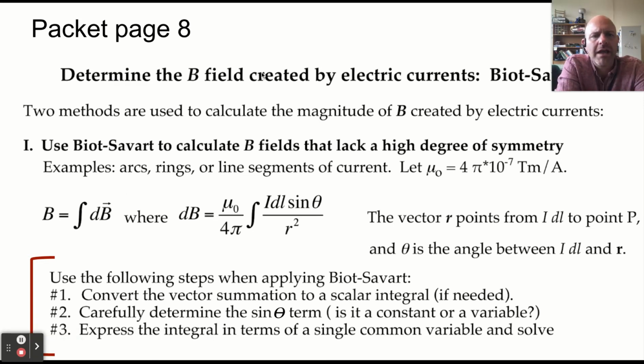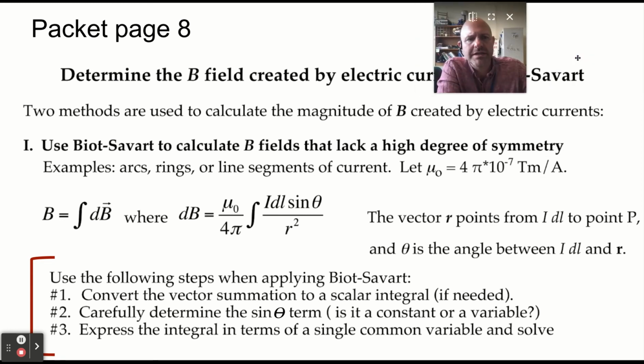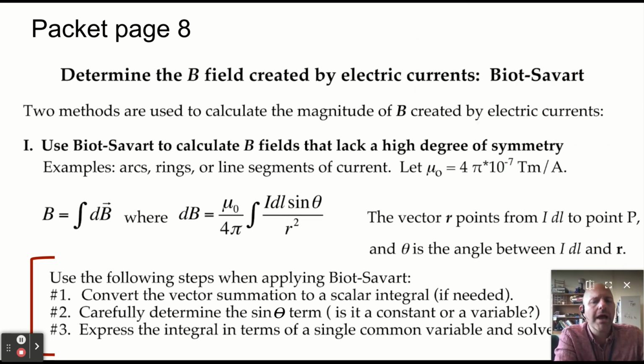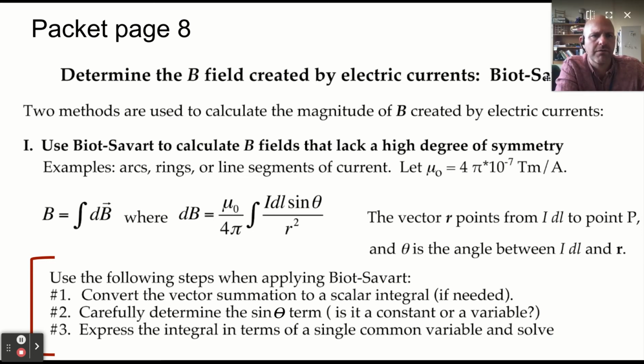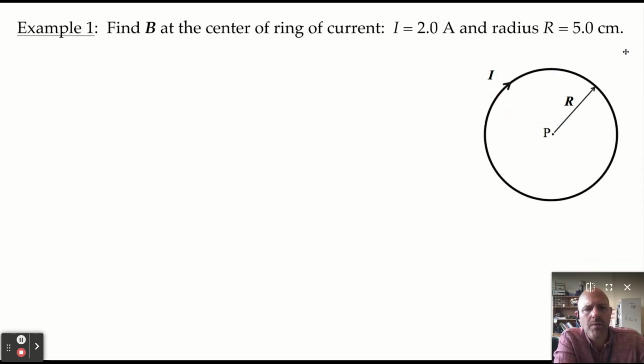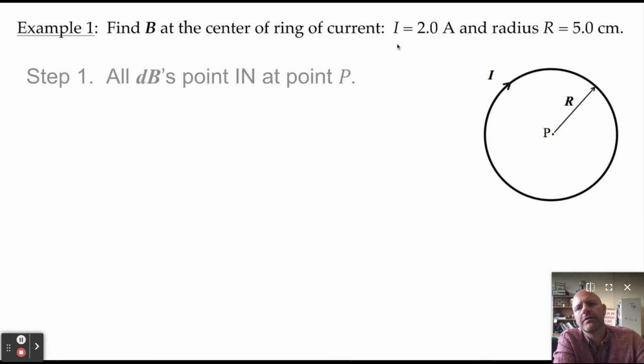If we're looking on packet page 8 and 9, there are some examples of this that I'm going to go through. You don't, again, have to do all of these, but I wanted to go through them so that you had the information. So if we start with a ring of charge, we're going to look for the magnetic field at the center, ring of current going around in a spiral. What is the magnetic field at the center?